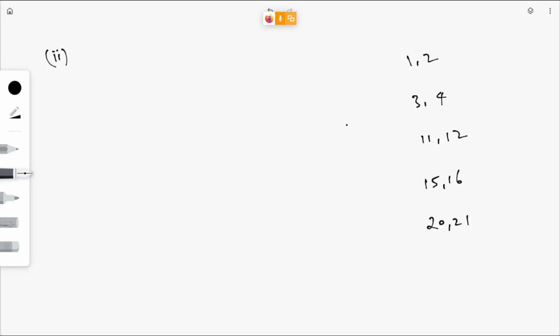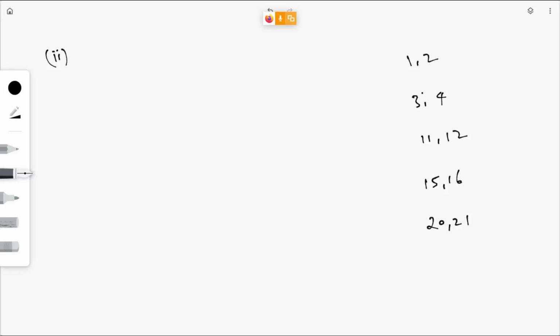Sir, if we add 1 to the first number, we'll get the second one. Or you can say the difference between the numbers is 1. Yes or no? The difference between all the numbers. What is the difference here? 1 and 2, 1; 3 and 4, 1; 11 and 12, 1; 15 and 16, 1; 20 and 21, 1.